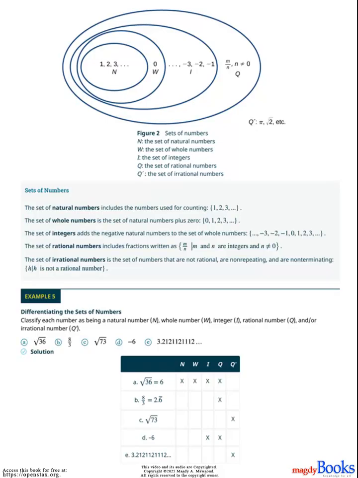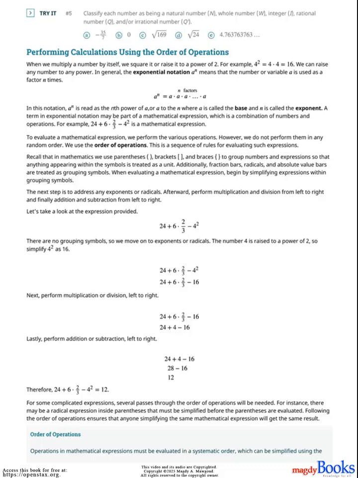N, W, I, Q. B. 8 over 3 equals 2.6 repeating. Q. C. Square root of 73. Q's complement. D. -6. I, Q. E. 3.21211211112. Q's complement.